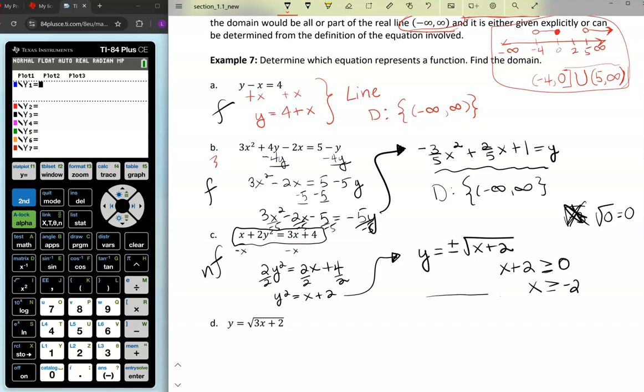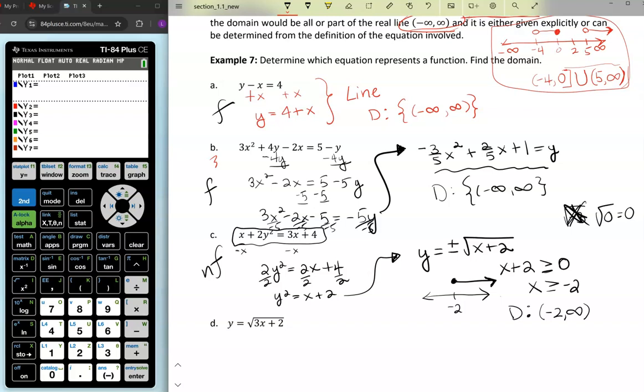So if we wanted to put that into that notation of above, since it's equal to, the -2 would be a solid dot. And since it's bigger than -2, we'd be going to the right. You would say the domain is from -2 to infinity. Okay? That's great. That's wonderful.